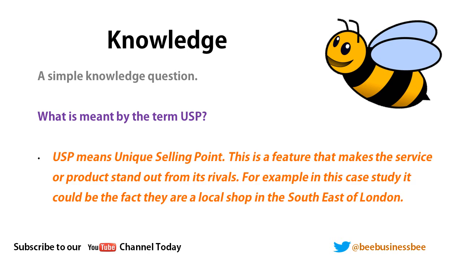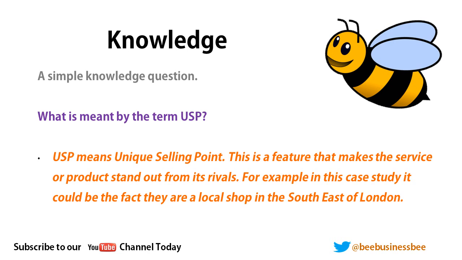Now, a good answer may say a USP means it's a unique selling point. This is a feature that makes a service or the product stand out from its rivals. And then, of course, I've gone to try and link it to show that I actually know I've read the case study. For example, in this case study, it could be the fact that they're a local shop in the southeast of London. As simple as that. I mean, that's a very good definition for knowledge. I mean, all you've got to do is say what it is. But obviously, I'm trying to show the examiner I actually know what I'm on about here. So hopefully that makes sense where we've gone with that one.